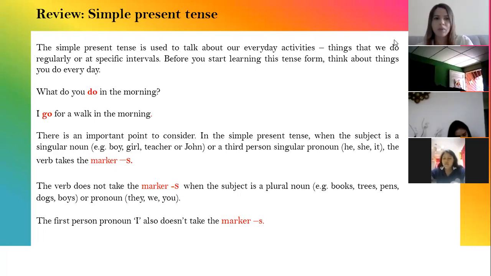Here we have an example of a question and the possible answer. It says, what do you do in the morning? Can someone translate this question into Spanish? What do you do in the morning? ¿Qué haces en la mañana? ¿Qué haces tú en la mañana? I go for a walk.